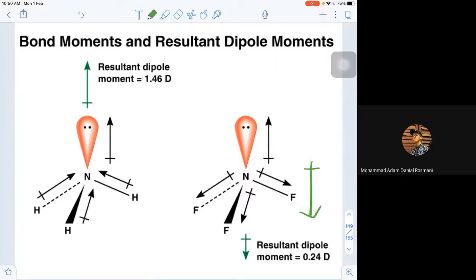However, we look at the mu value, the resultant dipole moment value. We observe that ammonia has a resultant dipole moment value of 1.46, as for NF3, the mu is 0.24. So we observe that this is greater than this, meaning that ammonia is more polar than NF3. Both are polar, but ammonia is more polar because of the greater dipole moment value.